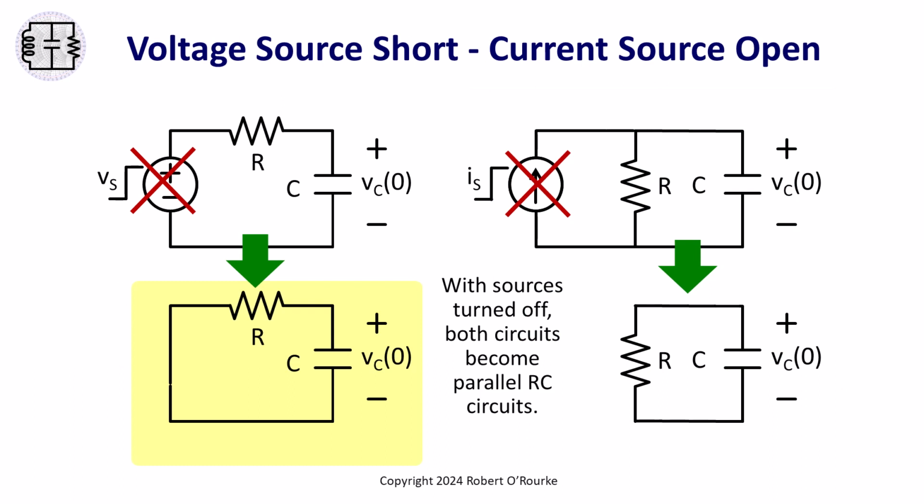Removing the voltage source from the series circuit leaves a wire, resulting in a parallel RC circuit. Removing the current source from the parallel circuit makes the current source and its associated wires simply disappear.